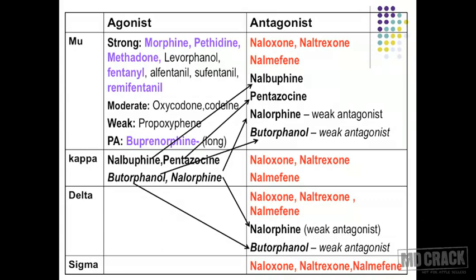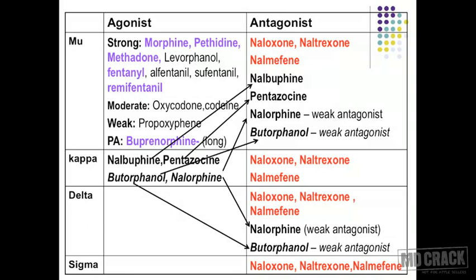So let's have an overview in this table. We have mu agonists, which are most probably used as the analgesic drugs. Most important strong agonists: morphine, pethidine, methadone and fentanyl; moderate: oxycodone and codeine; weak: propoxyphene; and a partial agonist, buprenorphine, is also analgesic. If you come to the other side, the antagonists, naloxone, naltrexone, nalmefene, blocking all the subtypes of the opioid receptor, they are pure antagonists.